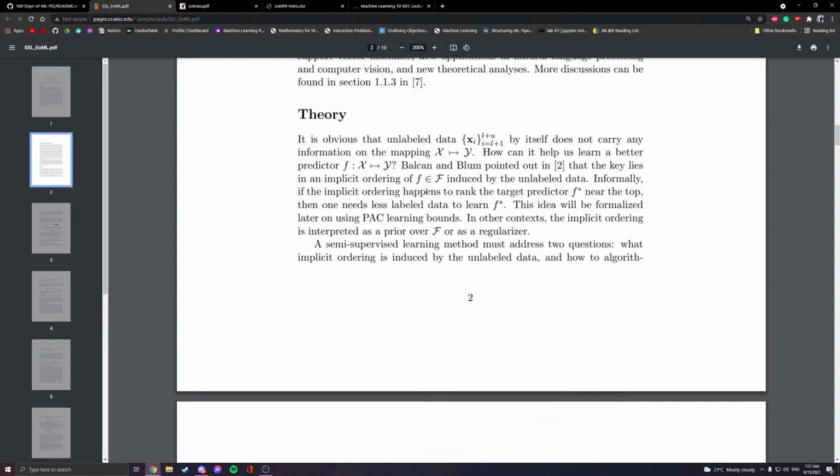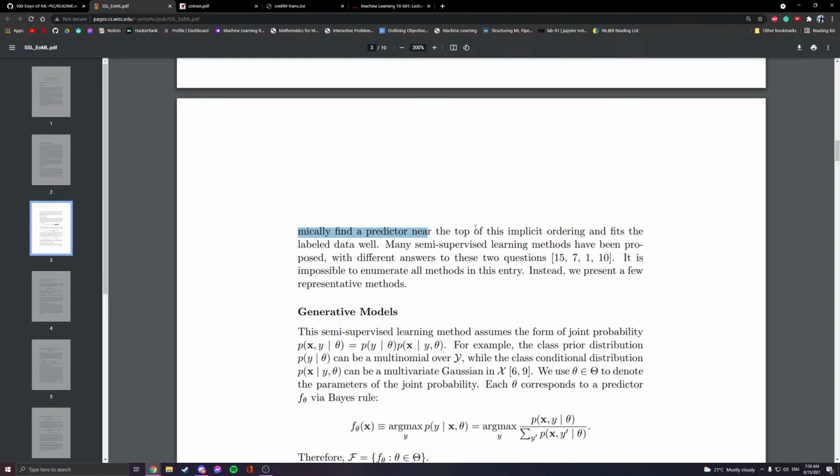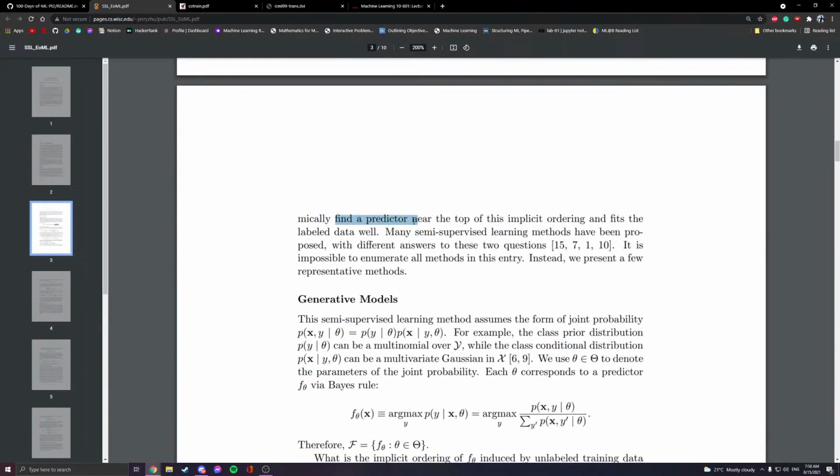Read that theory. What implicit ordering is induced by unlabeled data, and how to find an algorithmic predictor near the top of this implicit ordering and fits the labeled data well.